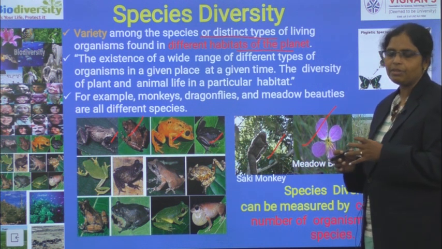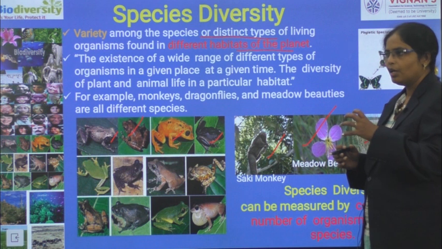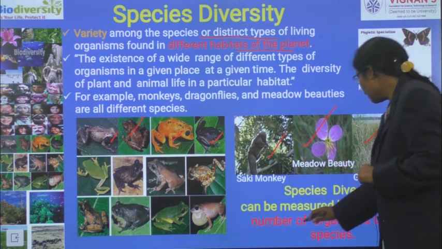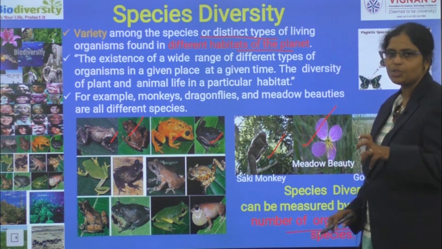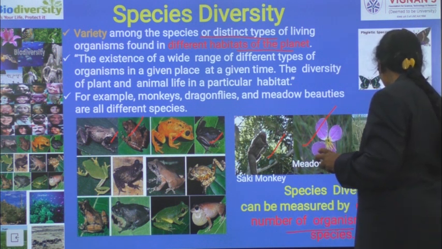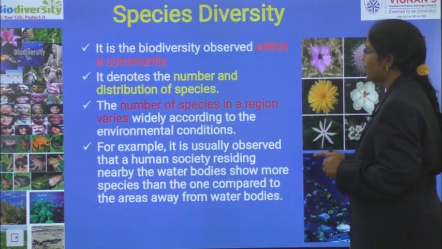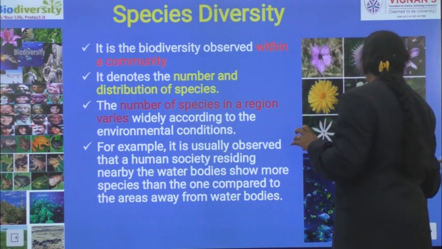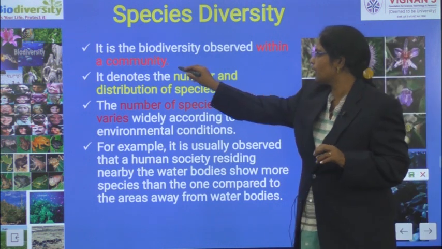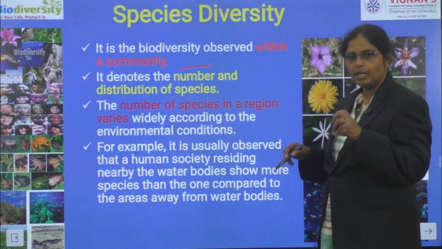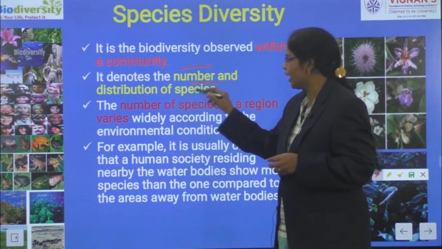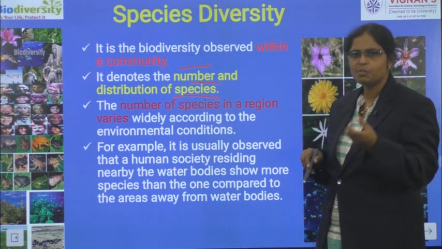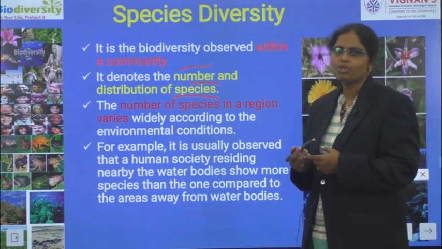So, how can we measure this species diversity? We have to count the number of species in a particular region. Counting the number of organisms of each species in a particular region is called species diversity. And this can be observed within a particular community, where we can describe the number as well as the distribution of the species. Some species are more in number, some are less, and the distribution also varies.